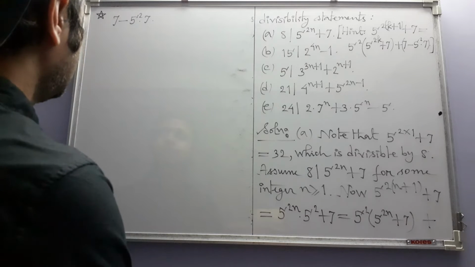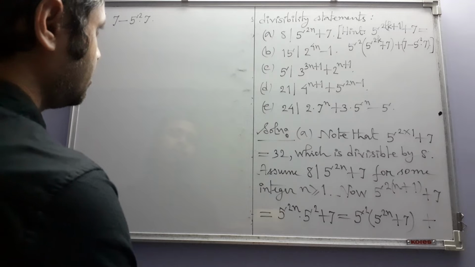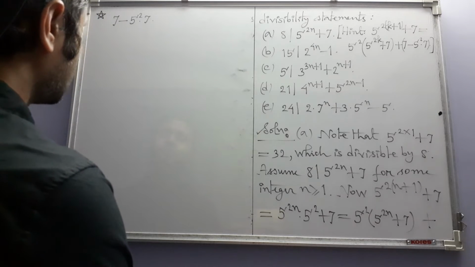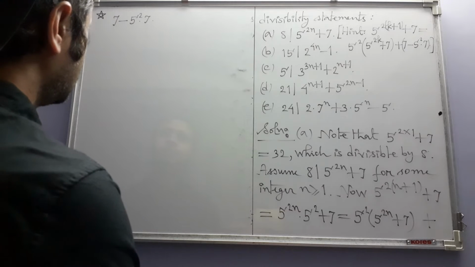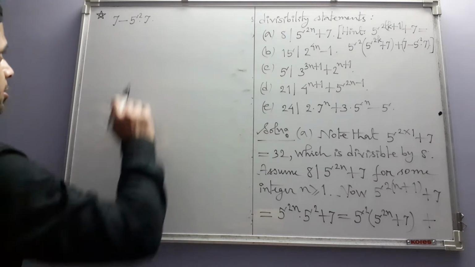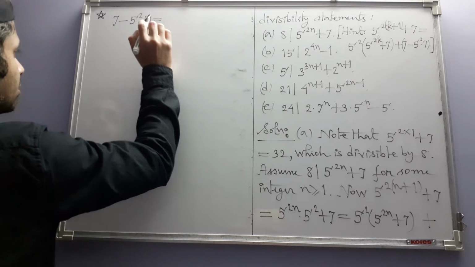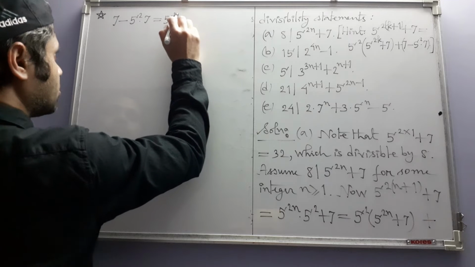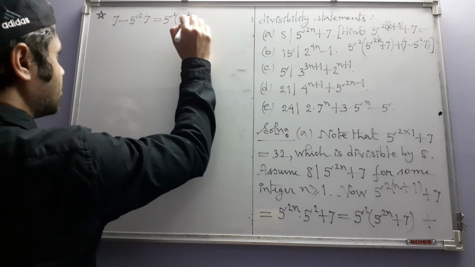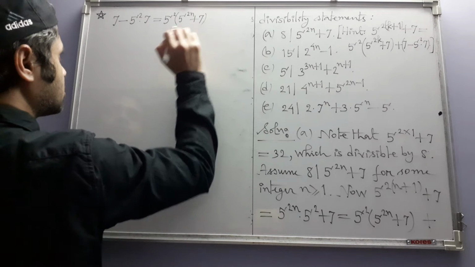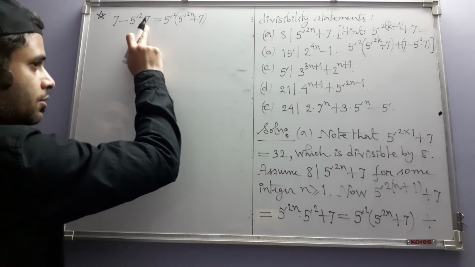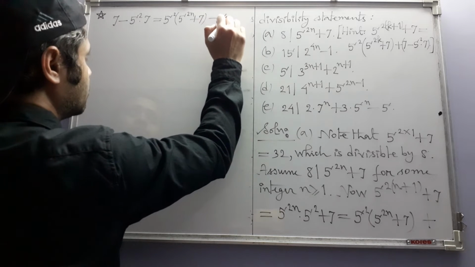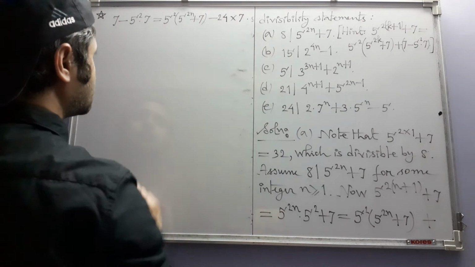Now we are looking at divisibility by 8, right? So that means 24. So this is equal to, we can write one more step: 5 square times 5 to the power 2n plus 7, and if you take 7 common out, you get 1 minus 25, which is minus 24 times 7.